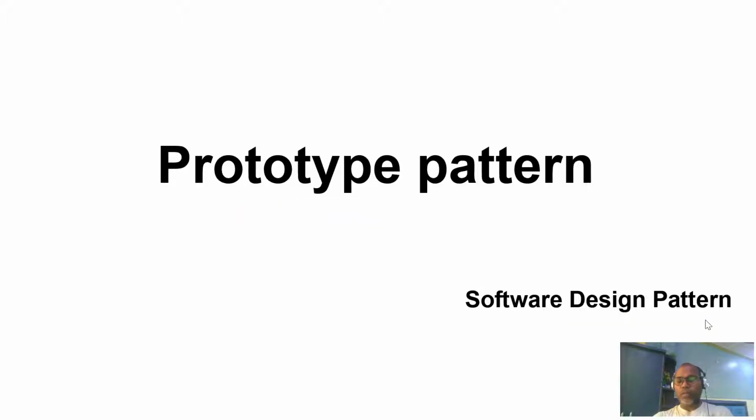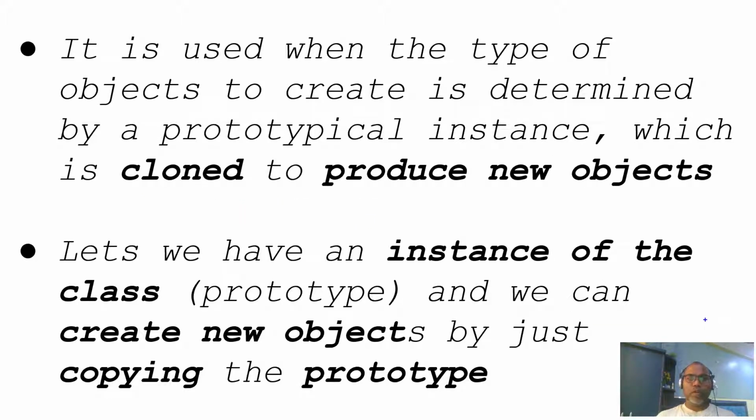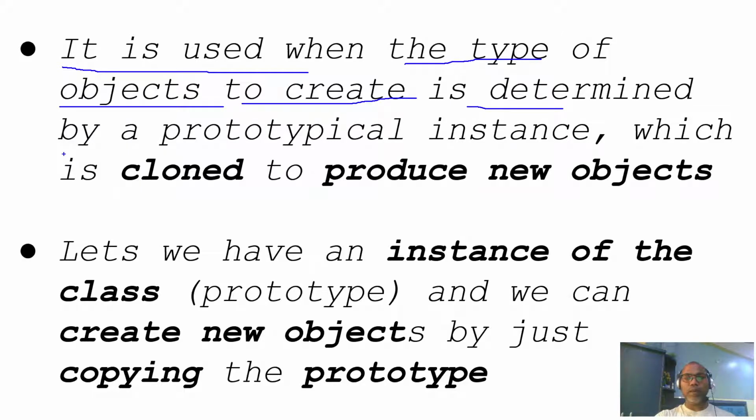Okay, so let us look, the theory is very simple. Whenever you want to create an object, you can use this design pattern. Before that we have also learned how we can create objects, maybe using factory or singleton. So what are the differences here? Its theory says it is used when the type of objects to create is determined by a prototypical instance, which is cloned to produce a new object.